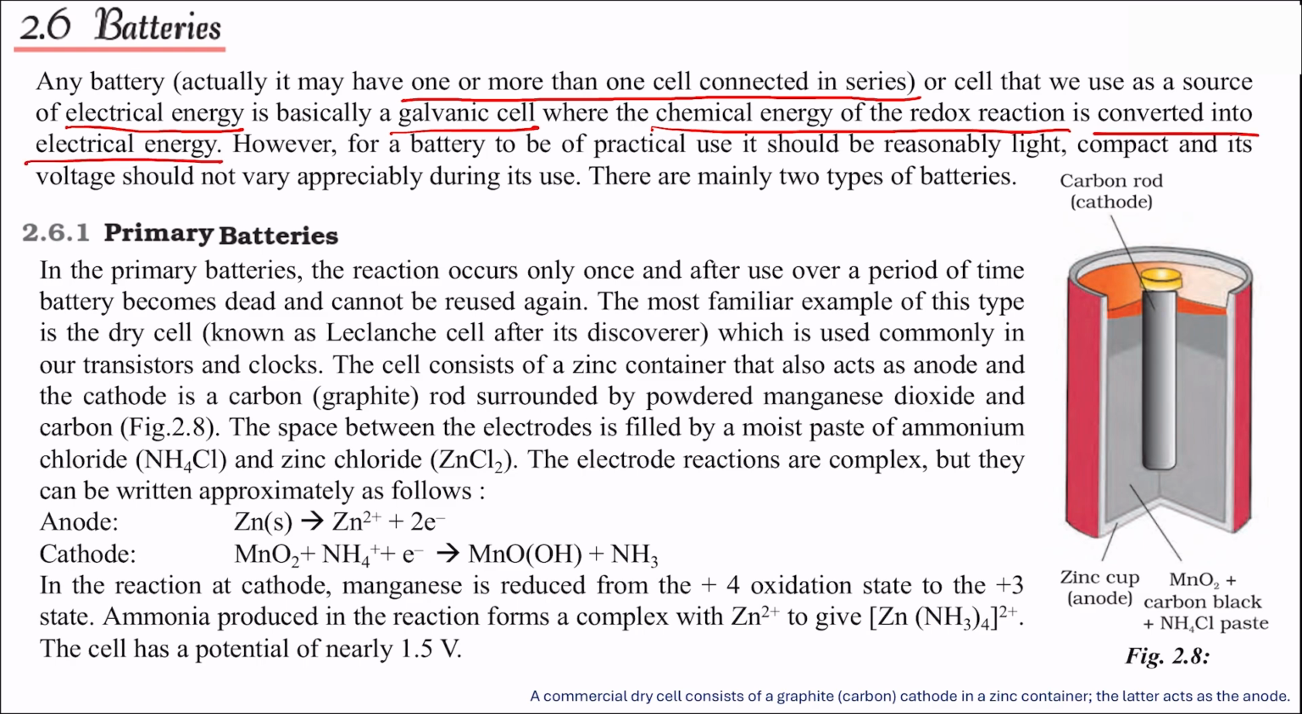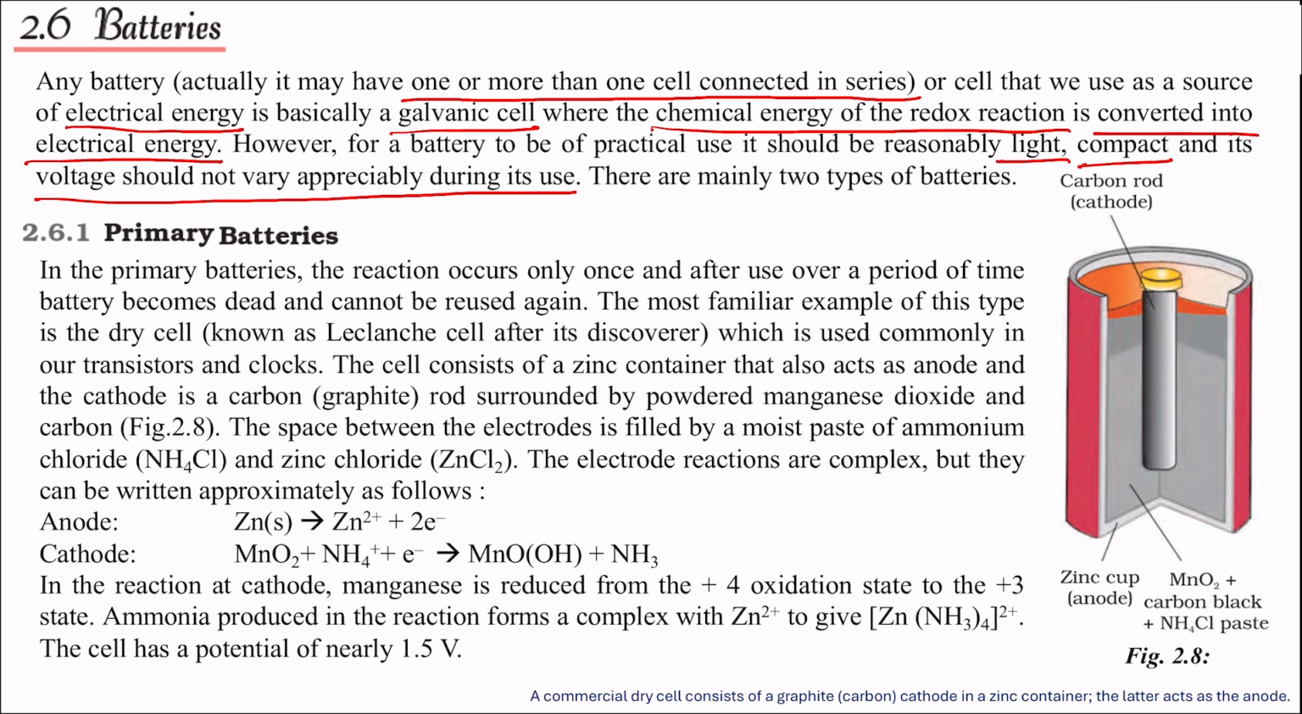But what are the requirements of the battery so that it can be of practical use? First, it should be light. Second, it should be compact. And third, its voltage should not vary appreciably during its use.